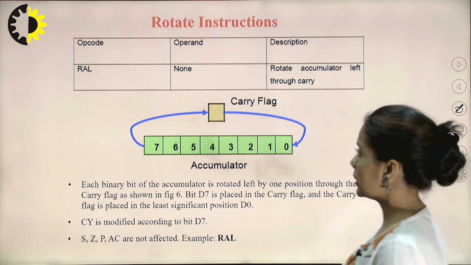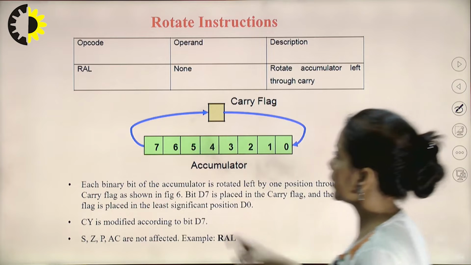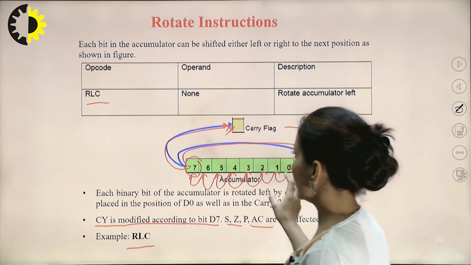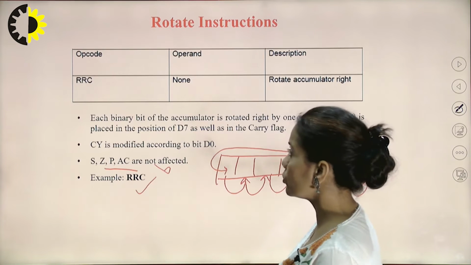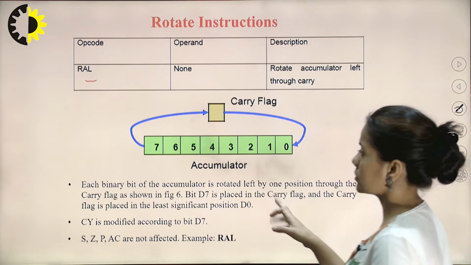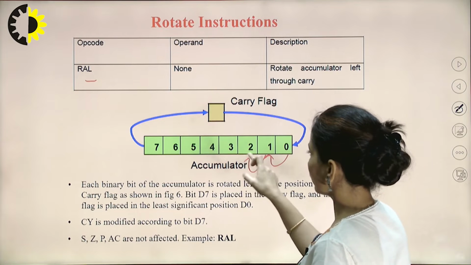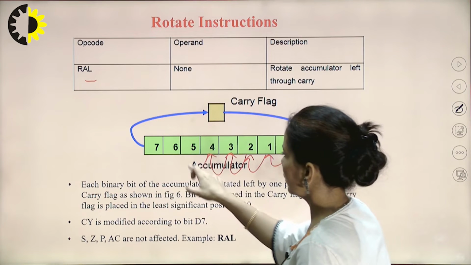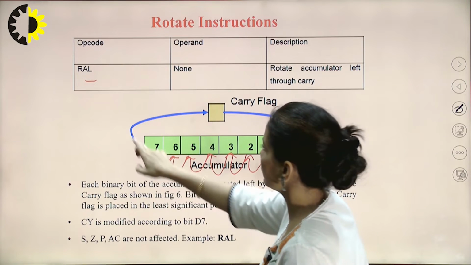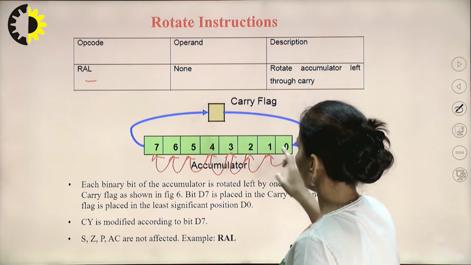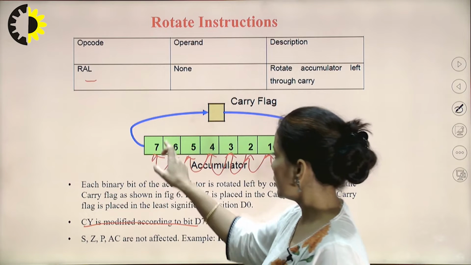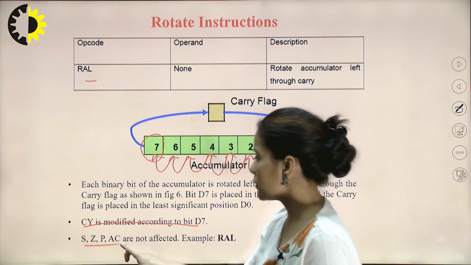Now again RAL, that is a rotate left along with the carry. RLC was with carry, and RAL is through carry. So what is the difference here? Let's see. Carry is also rotated in this case. So this is the left rotation. The contents of MSB will be copied to carry, and the contents of carry will be copied to LSB. Again carry is modified according to the MSB. The rest of the flags are not affected.